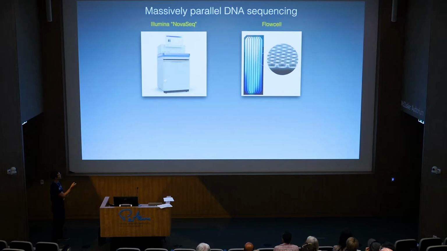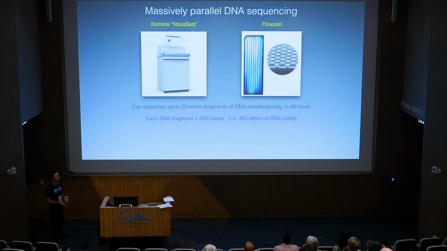Well, what you use is something like this, which looks like a large, very expensive washing machine. And it has little devices you use that is essentially you put little fragments of DNA into, and they stick to the surface. And then the machine has a way of sequencing the order of the letters of DNA for each of those small fragments. Now, an instrument like this, which was released a couple of years ago, can sequence up to 20 billion fragments of DNA simultaneously in a time period of about 40 hours. Each fragment of DNA, each individual one, is about 300 bases or 300 letters of ACTG long. And so in one run of the instrument in 40 hours, that's 20 billion times 300 base fragments, which is about 6 terabases or 6,000 billion bases of information that you can generate.